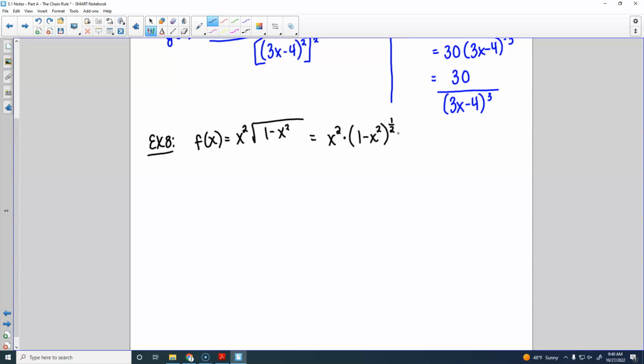Because I've got two things. So this is not simply an outside and inside function situation, right? Over here, I've got an outside and an inside function situation. But this stuff is multiplied by this x squared. So we have got to use product rule, and within that product rule, we're going to have a chain rule included.